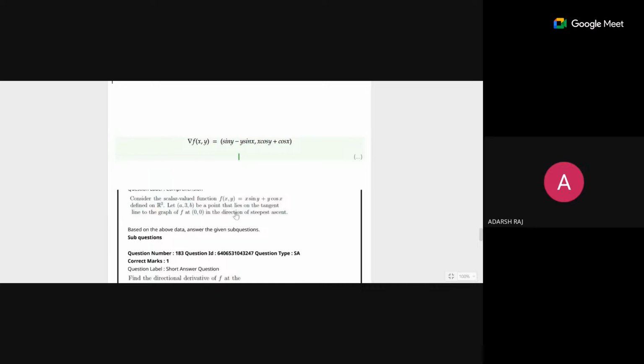Now for finding the direction of steepest ascent at 0 comma 0, what you will do now? Just substitute 0. Sine of 0 is 0, and y times sine x is again 0. So the first component is 0. The second is 0 plus 1, so we get 0 comma 1. So the gradient of the function at 0 comma 0 is 0 comma 1.